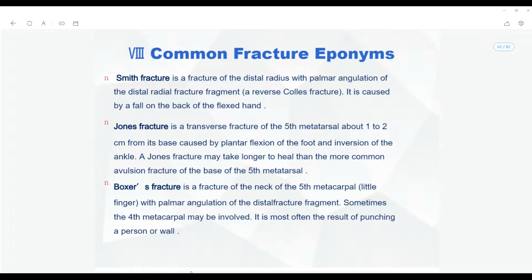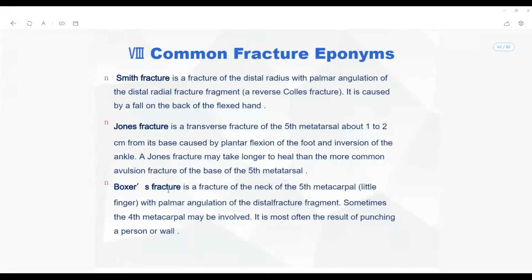And Colles fracture will have dinner fork deformity. That is what you should try to remember by the end of learning about the fractures of the upper limb. Then Jones fracture is the transverse fracture of the fifth metatarsal. Remember, Jones fracture is the fracture of the fifth metatarsal about 1 to 2 centimeters from its base, caused by the plantar flexion of the foot and inversion of the ankle. When you have the plantar flexion of the foot, I think you know what exactly plantar flexion is, and then the inversion of the ankle happens. Such a fracture causes the fifth metatarsal fracture 1 to 2 centimeters from its base. So this is called a Jones fracture.